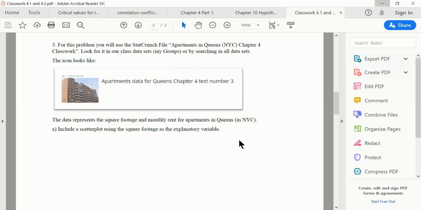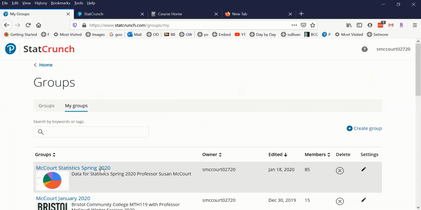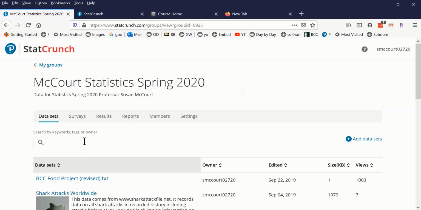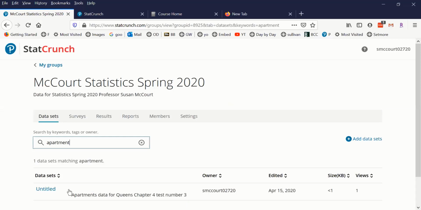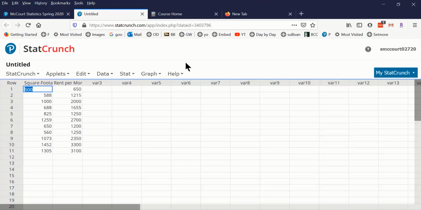So if I go into StatCrunch, rather than click Open StatCrunch, I can go to My Groups and go to our class group. And I can search for apartments. And that gets me my data. So when I click on it, it automatically opens the data set. Okay. So found the data. Let me go back to where we were.